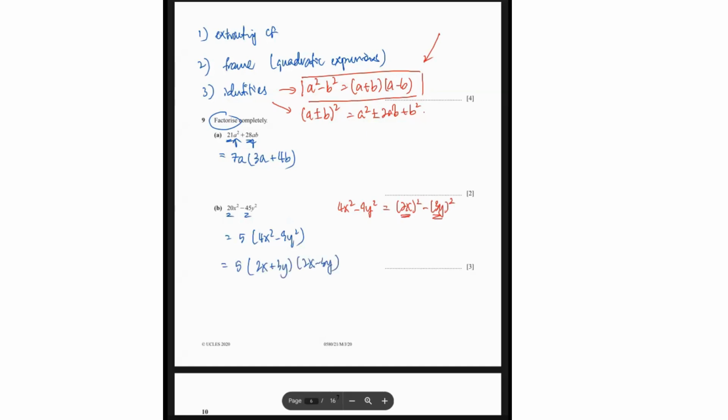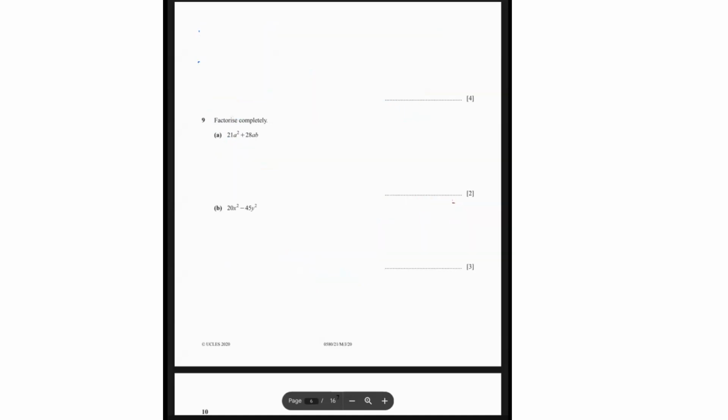A common mistake, students will write this. This is wrong, but you still get 1 mark for sympathy as well. Okay, let's move on.